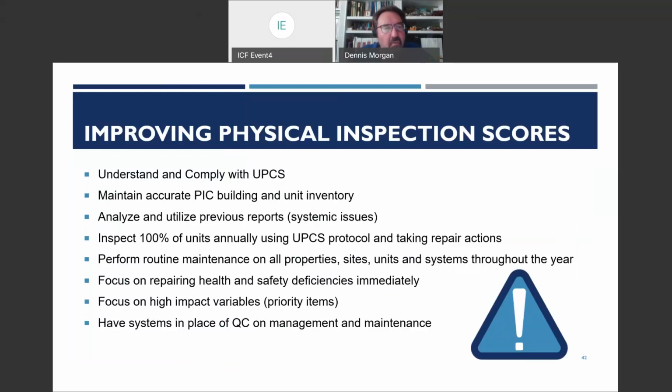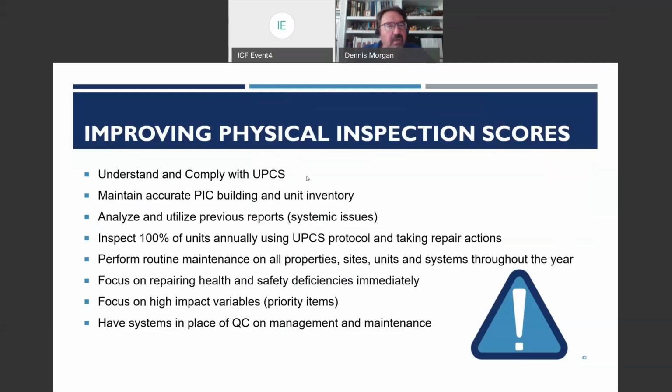The very first thing you want to understand is UPCS. That's the standard. Now, I know HUD is looking at making changes to the UPCS platform and moving over to the Inspire platform. They're not there yet. Generally, that change is going to come in the future, but until they make that transition, you're still building your foundation upon UPCS.